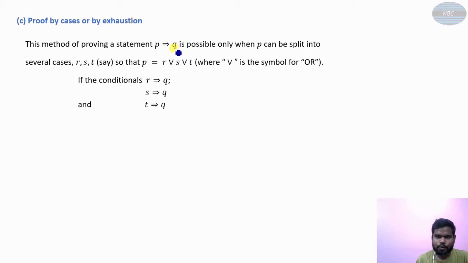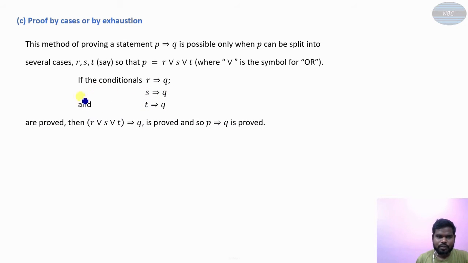Okay, so in this proof by cases or by exhaustion, if you want to prove a statement P conditional Q, then this statement P can be split into several cases like R, S, T, or it may be more than 3 cases. So we can write P is equal to R disjunction S disjunction T. Now, instead of proving P conditional Q directly, we will prove R conditional Q, S conditional Q, T conditional Q.